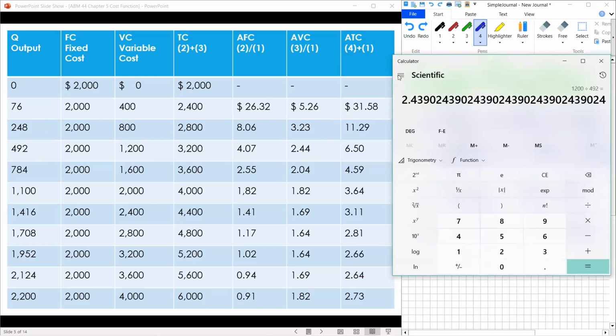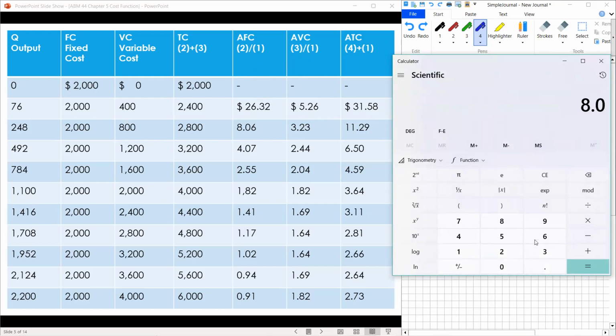How about the average total cost? How will you solve this one? You just need to add both the average variable and average fixed costs. It's as simple as that. Let's start with the first one. We have 26.32 plus 5.26, and you'll get 31.58. This is correct. You just need to add both averages.